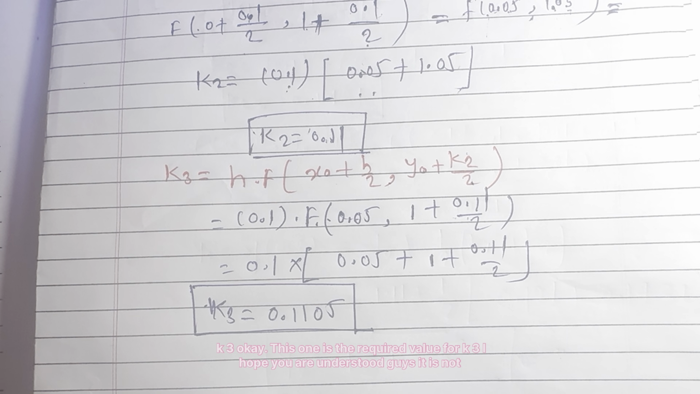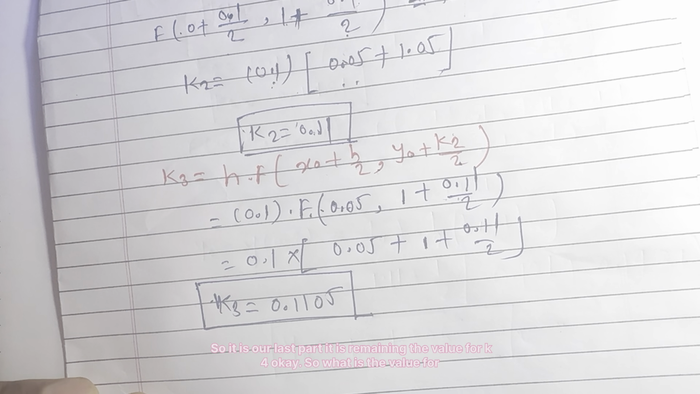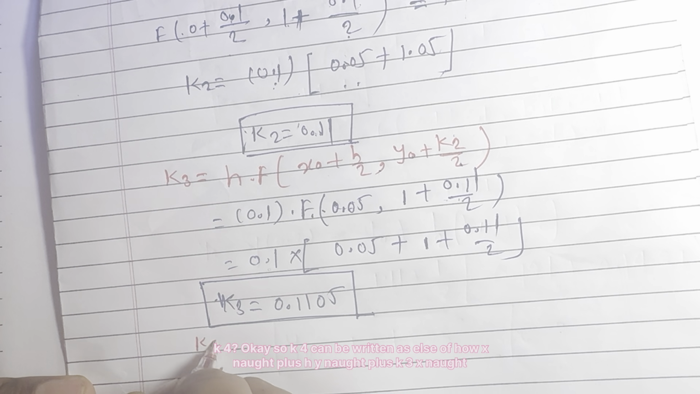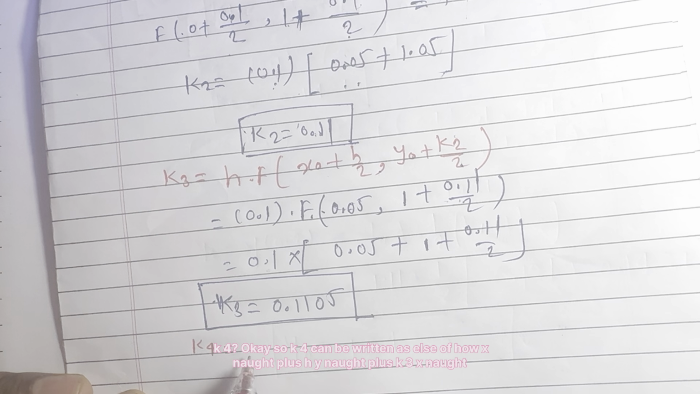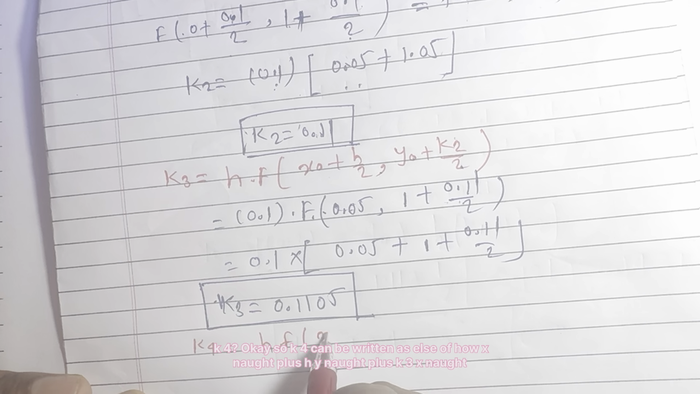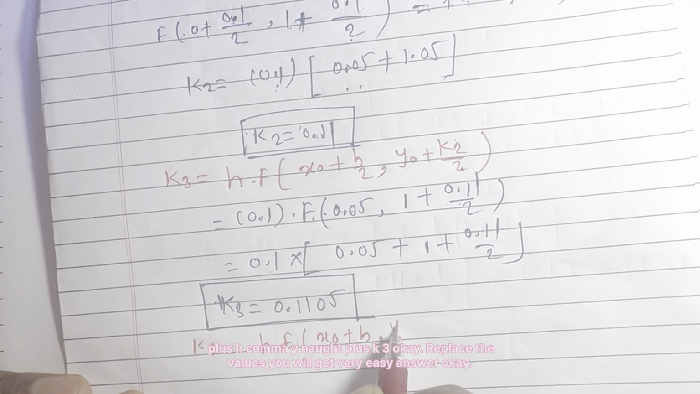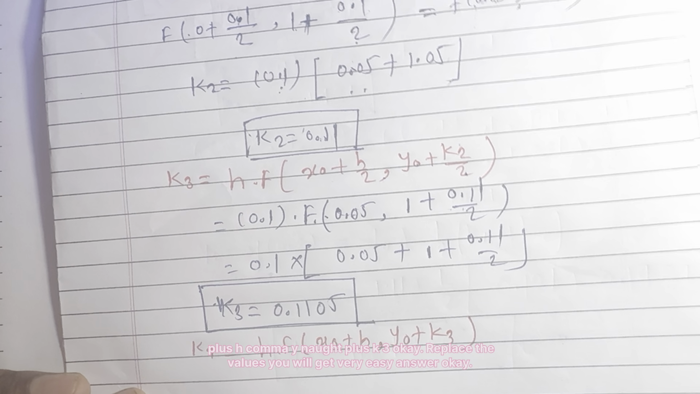I hope you all have understood, guys. It's not that difficult, you just need to replace the values. So the last part remaining is the value for K4. What is the formula for K4? K4 can be written as h of f(x0 plus h, y0 plus K3). Replace the values and you will get an easy answer.